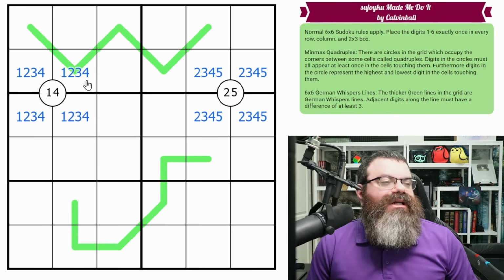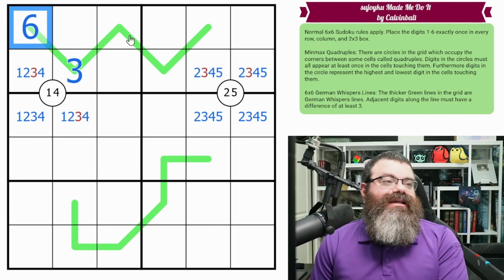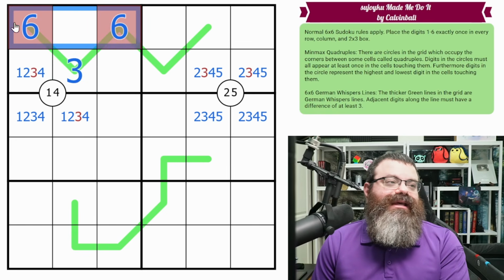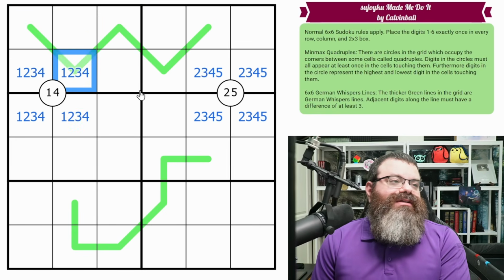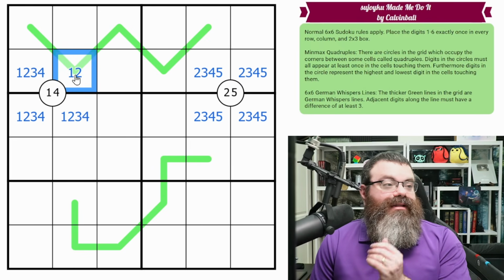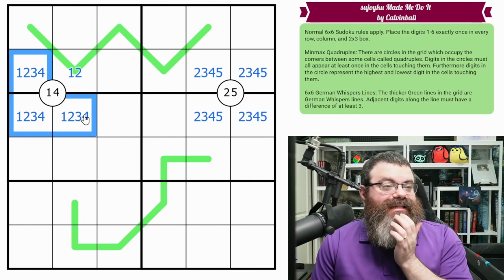But what would happen if we put a 3 here is this would have to be 6, and this would have to be 6 in order for both of them to be at least 3 away from 3. And you can see that that clashes. So this can't be 3 or 4 for that reason, because of the one buddy thing. Let's see. One of these does need to be 4, though.